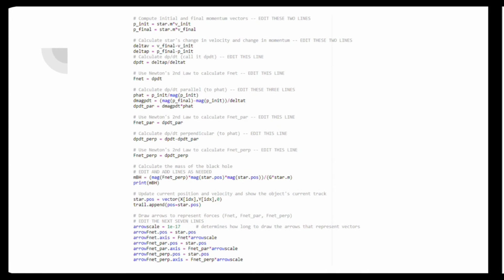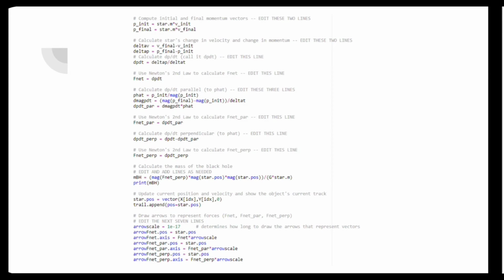And then since we know that F net parallel plus F net perpendicular equals total F net, then we know we can get perpendicular dp dt by just subtracting parallel dp dt from the full dp dt. And then also with Newton's second law, we know F net perpendicular is simply equal to dp dt perpendicular. Now, since we know all this, we can estimate the black hole's mass simply by rearranging the gravity equation of G M m over r squared just to solve for the mass of the black hole. So once we do that, it'll give us our estimate.